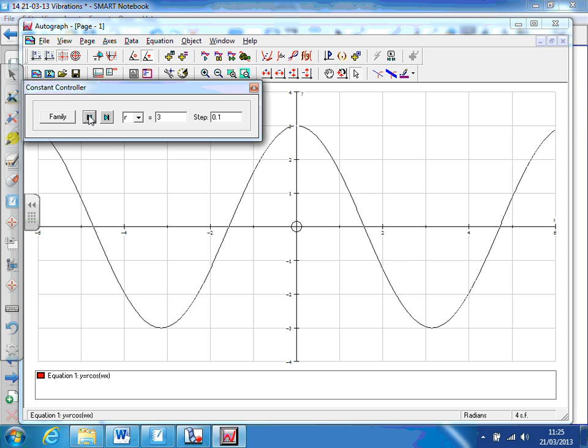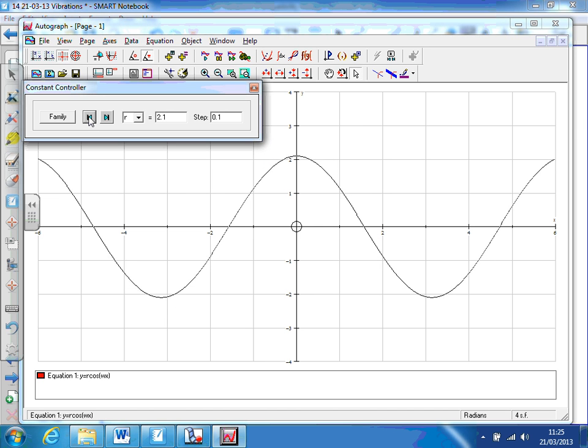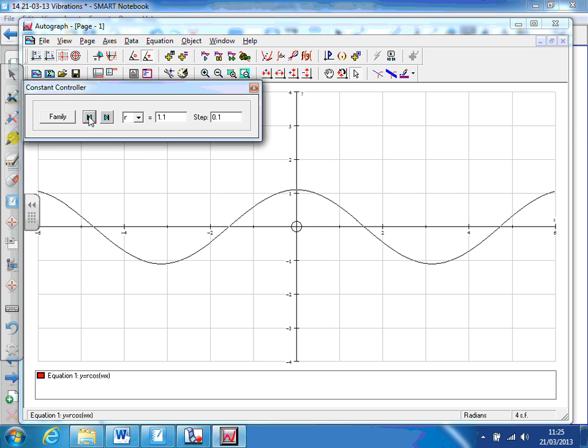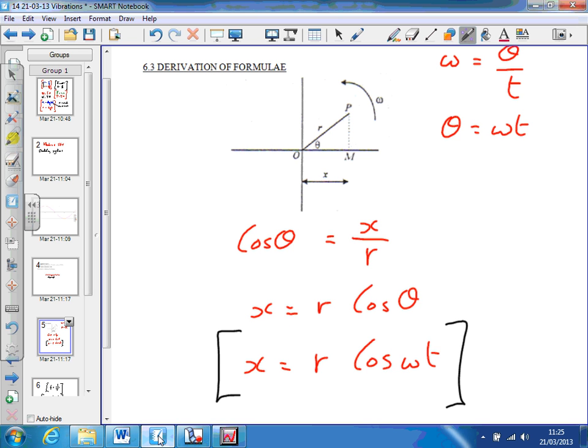Let's go back to 1, because we often take the unit R. So R equals 1, we've got that curve there. Does that make sense from this diagram? If R equals 1, then at time 0, that displacement there is going to be 1, isn't it? So it's starting at 1.